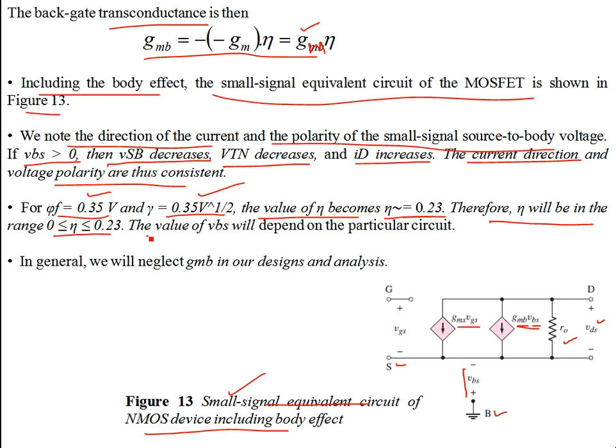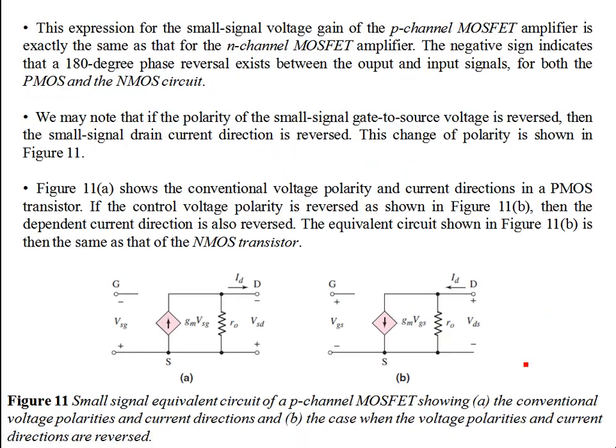So the value of VBS will depend on the particular circuit, but in general, we're going to neglect the back gate conductance parameter of the MOSFET due to the body effect. GMB is due to the body effect. We're going to neglect this in our design analysis, to keep it simple. So in general, we are not going to include this dependent current source in the model. We are good with the NMOS or the PMOS device that we have developed earlier. The only transconductance gain that we are going to consider to generate the current is with regard to the VGS, that is, the input voltage at the gate only. And then we have the output resistance R0. That's all.